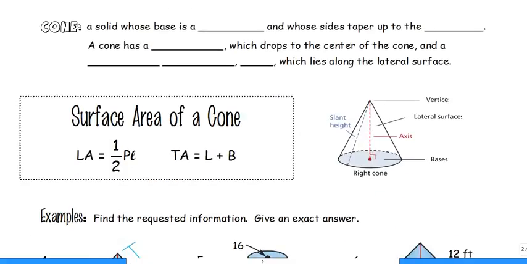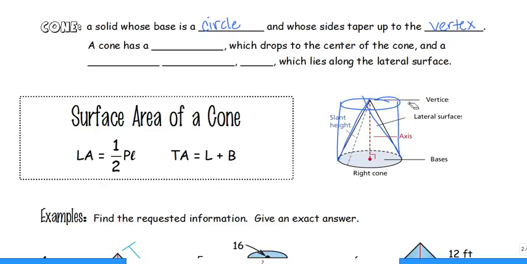For our first quiz, we had prisms and cylinders. Now we have pyramids and cones. A cone is a solid whose base is a circle, similar to the cylinder, and whose sides taper up to a vertex. So the difference was our cylinder was that same width the whole way up. Instead, it's going to taper off and meet at a point that is a vertex.